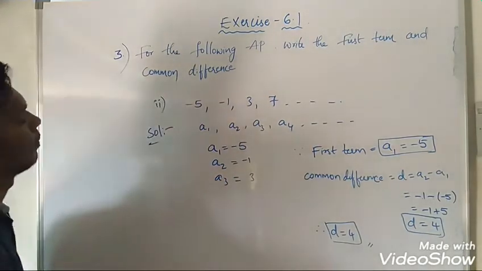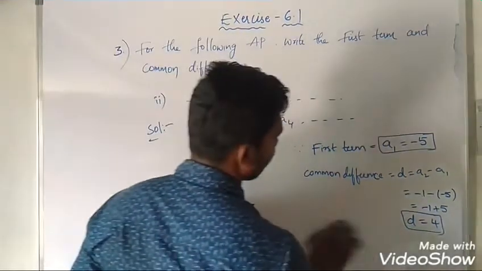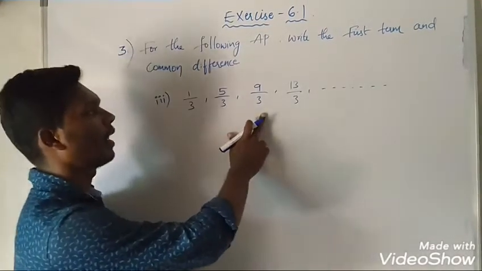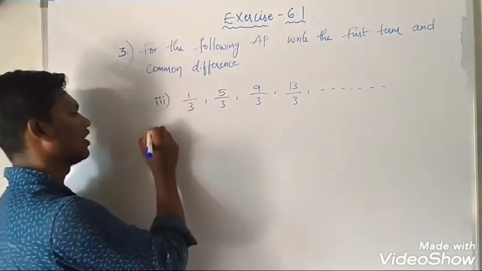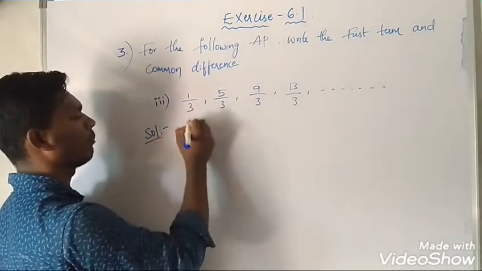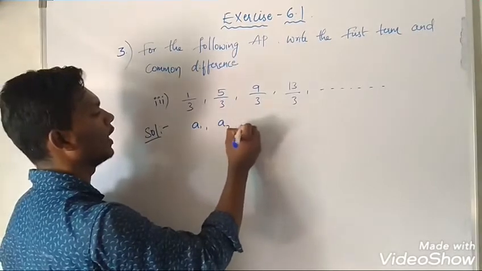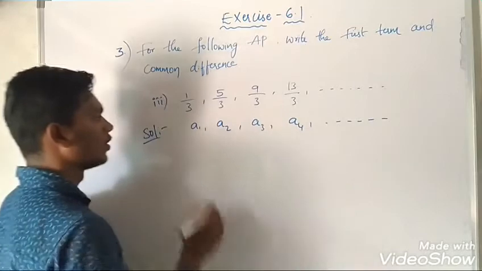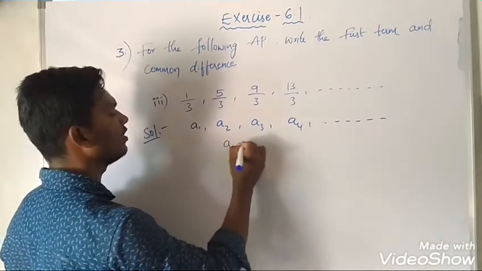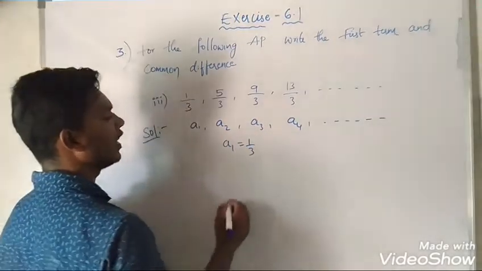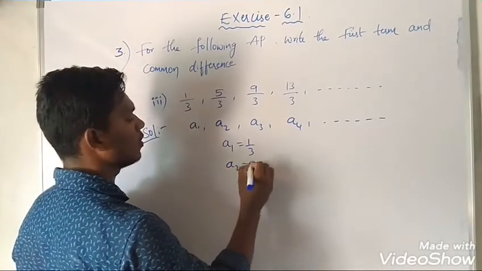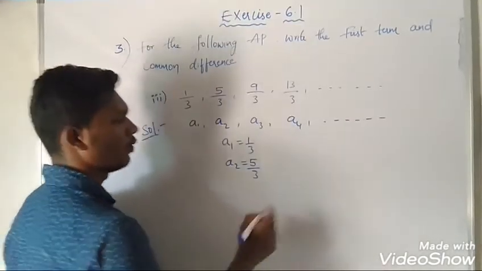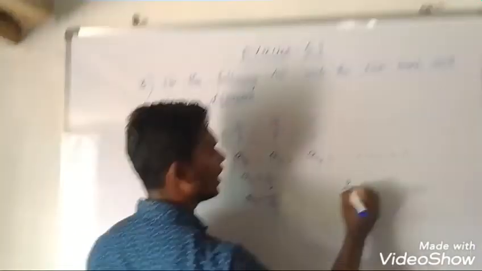Let me move on to question number 4, part 1. He has given 1 by 3, 5 by 3, 9 by 3, 13 by 3 and so on. What is our first step, friends? The first step is to compare with A1, A2, A3, A4, and so on. Here A1 is equal to 1 by 3. A2 is equal to 5 by 3. These two are enough to find the common difference. Our target is to find the first term.